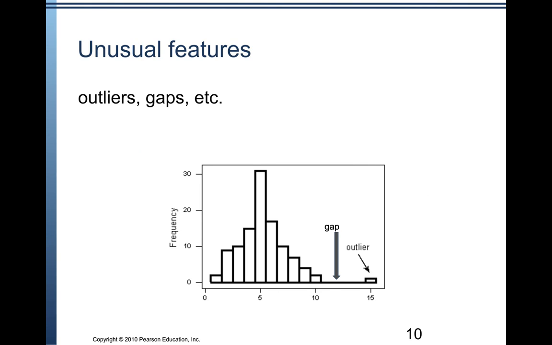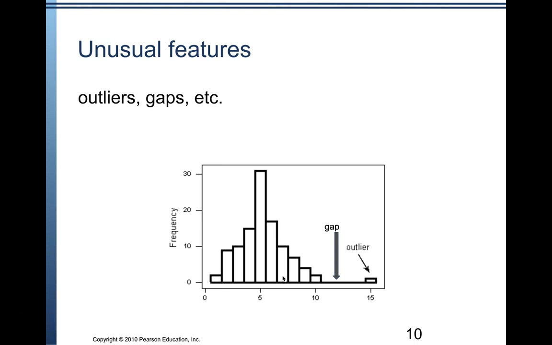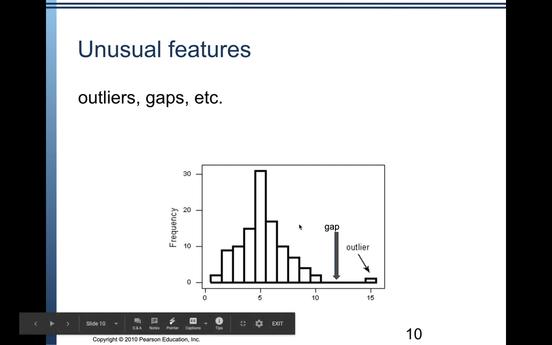So that's the shape. The next part of the distribution that I talked about earlier is the unusual features. And when we talk about unusual features, we talk about outliers. And this is a word you may have heard before. So in a histogram or in a data set, if you have a piece of data that is way far off from most of the other data, then we would consider that an outlier.